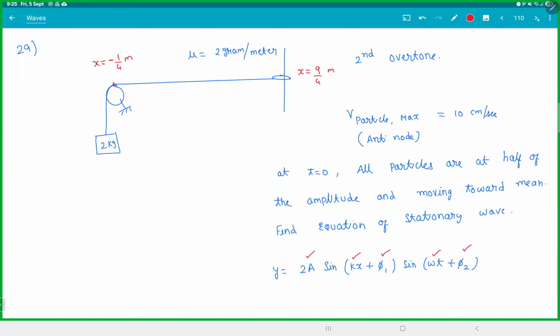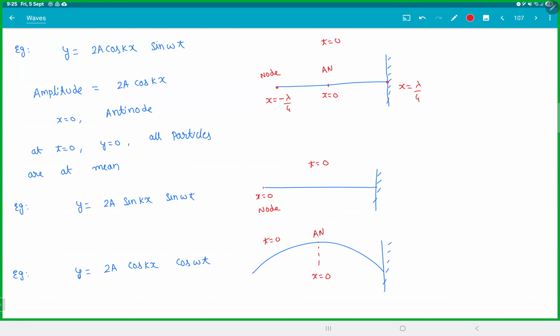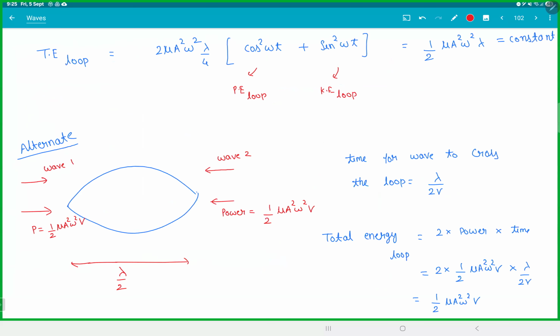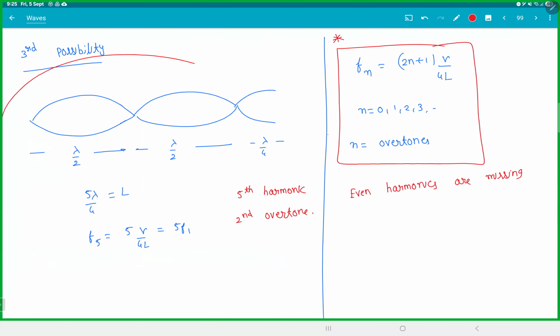Any answers? I think first of all, see, it's a free end. So how does a second overtone look like? Remember, even harmonics are missing. So second overtone is a fifth harmonic. The picture will look like this, isn't it? 5 half loops or 2.5 loops. This is the first thing. Second overtone is fifth harmonic for a free end.